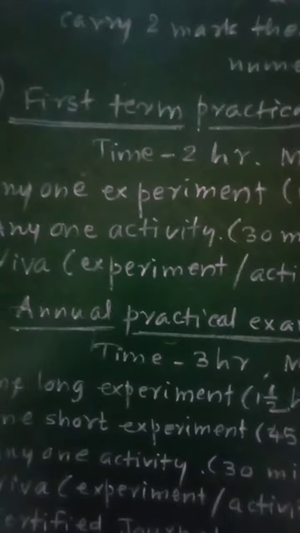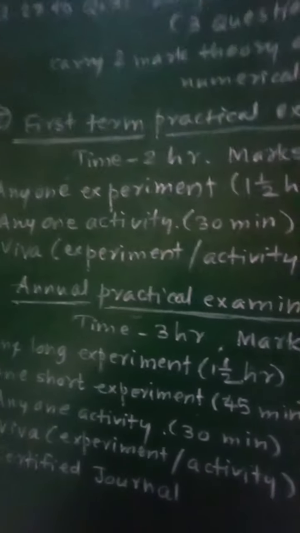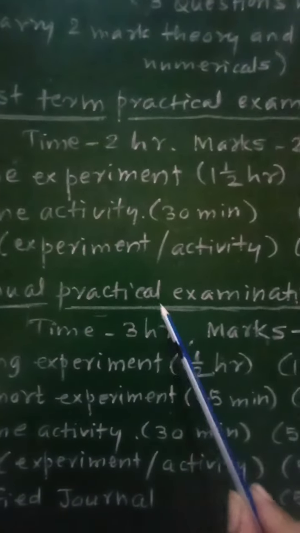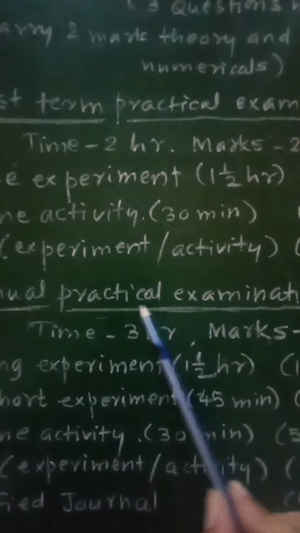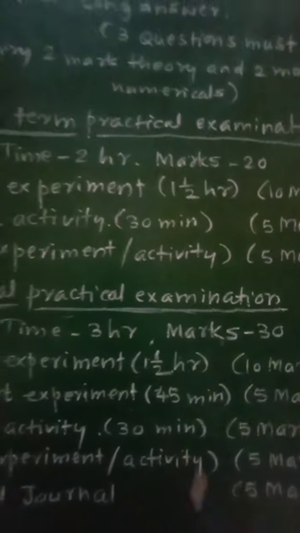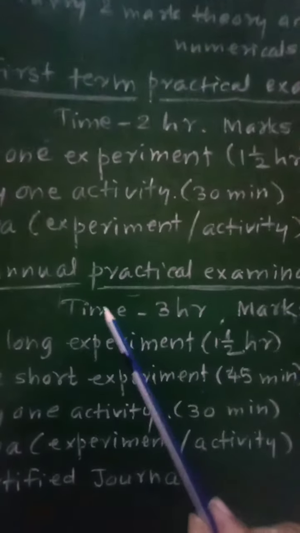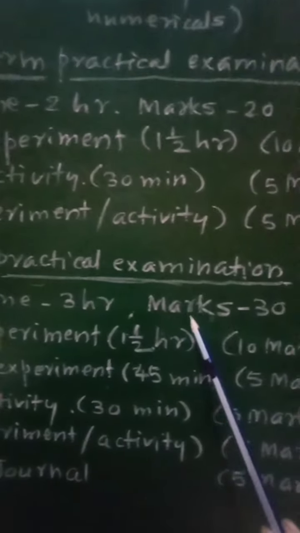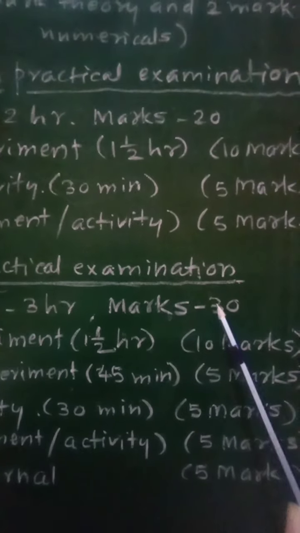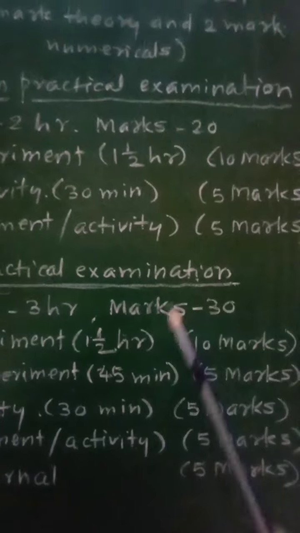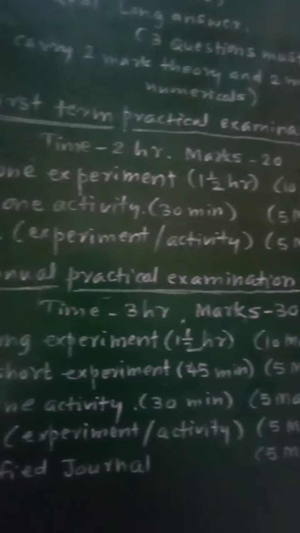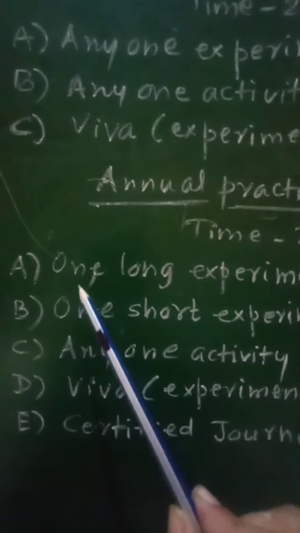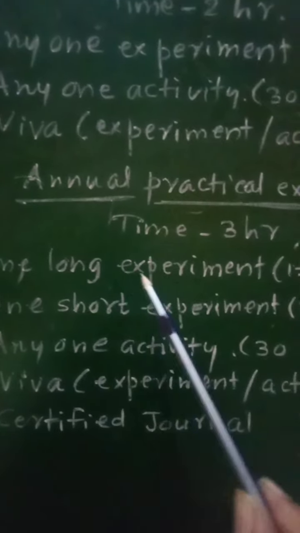Then the annual practical examination, that is the annual or second semester or board exam practical examination. The duration will be 3 hours, and it will carry 30 marks. In this case, there will be 5 different parts. The first part, A, will be any one long experiment.